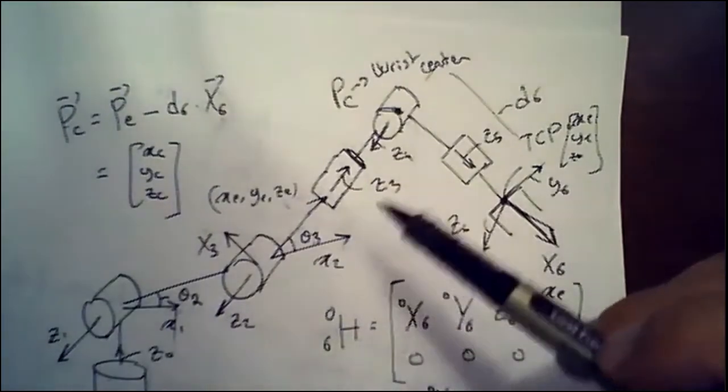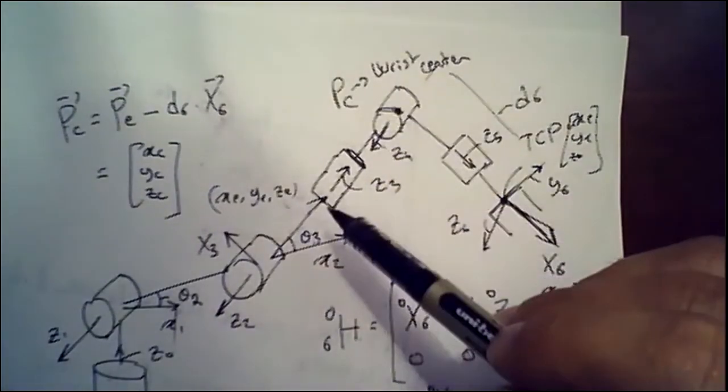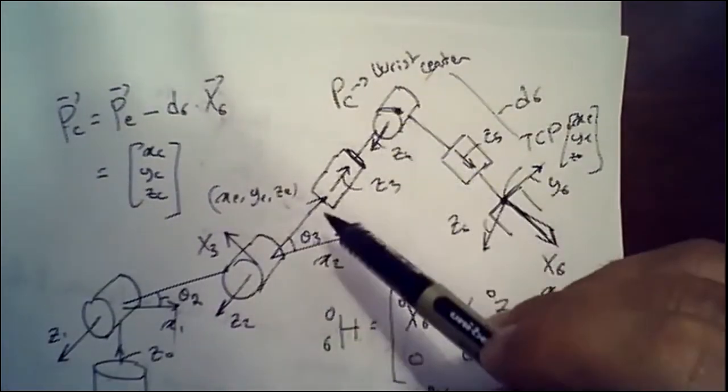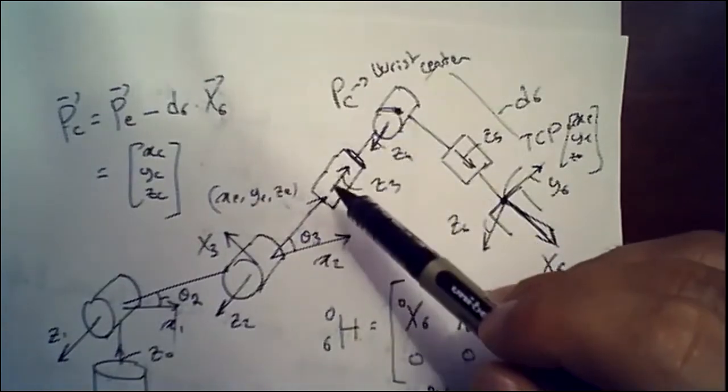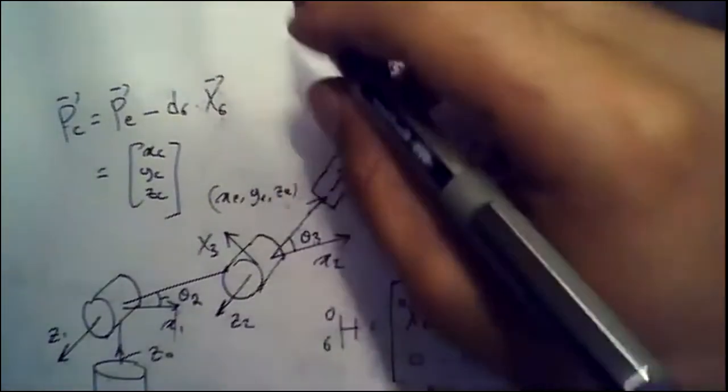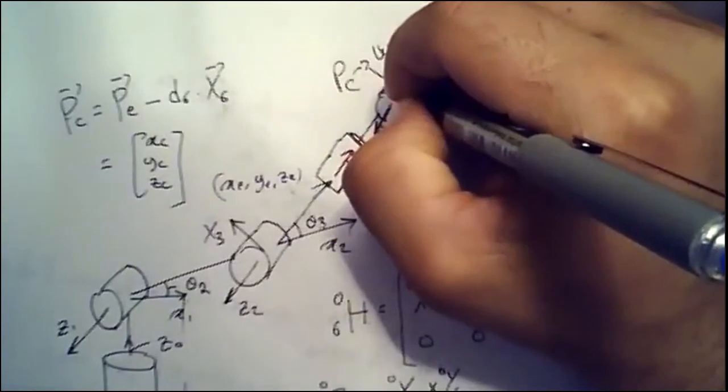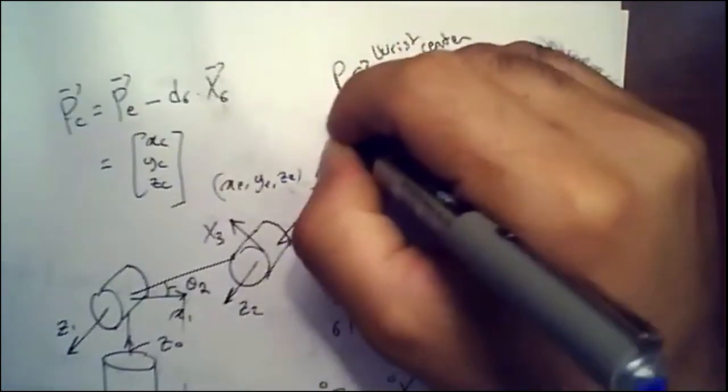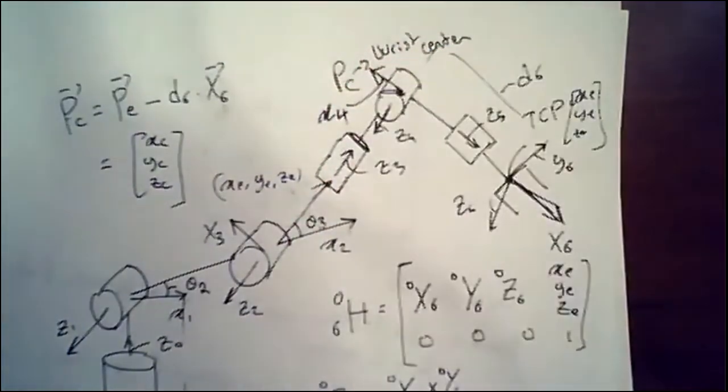Right, so if it's perpendicular to both of them, it has to be perpendicular to their plane, right? So we look at the plane that is made out of Z3 and then Z4, and then we know this guy is going to look like that, right? So this is my X4.